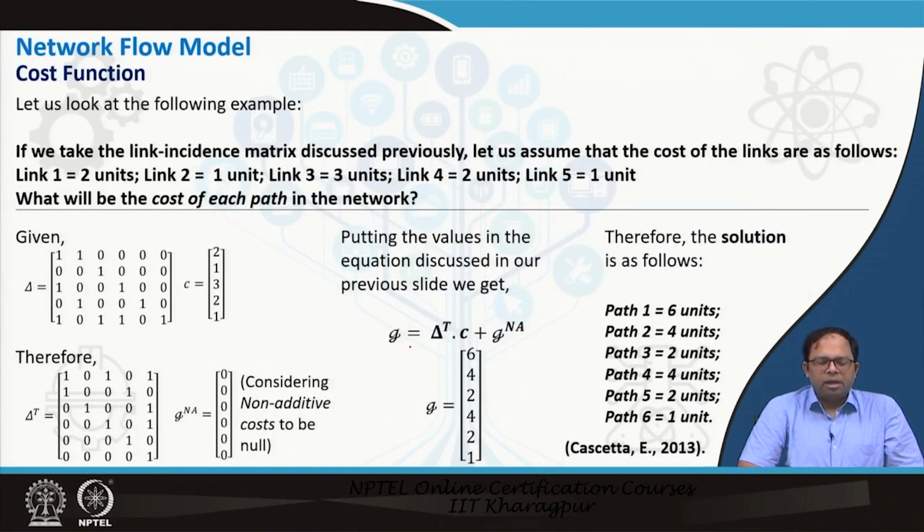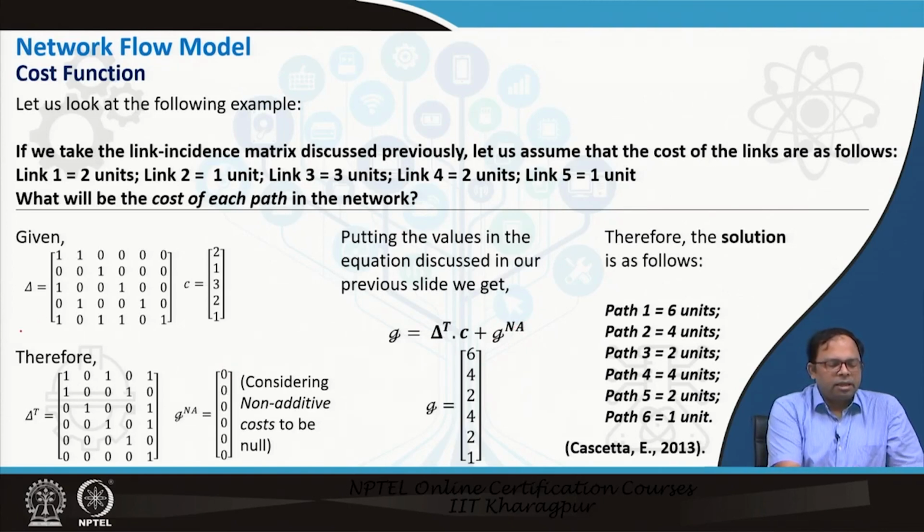In this example, this is the same example that we used earlier for the network. We take the link incidence matrix discussed previously, and let us assume that the costs of the links are as follows. Link 1 is equal to 2 units, link 2 is equal to 1 unit, link 3 is equal to 3 units, link 4 is 2 units, and link 5 is 1 unit. And we also say that the GNA values are 0.